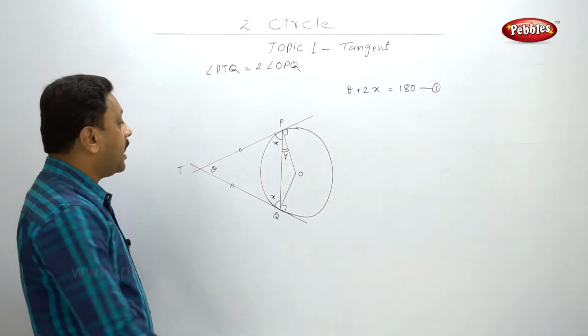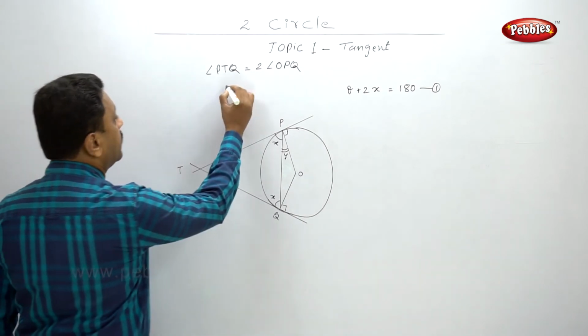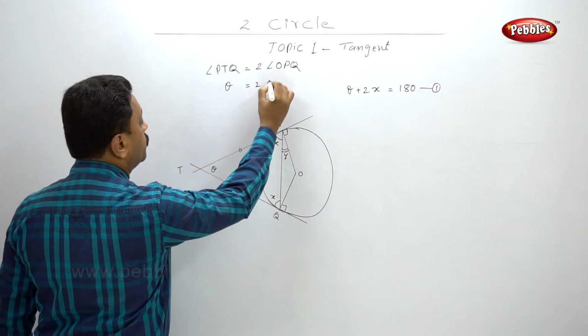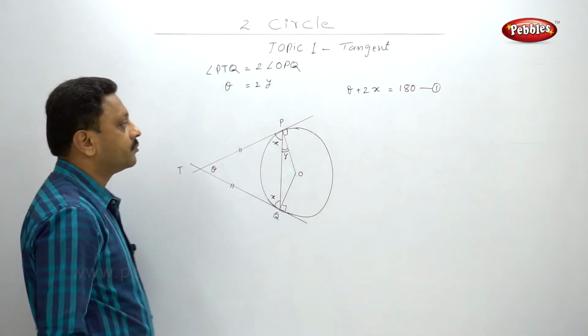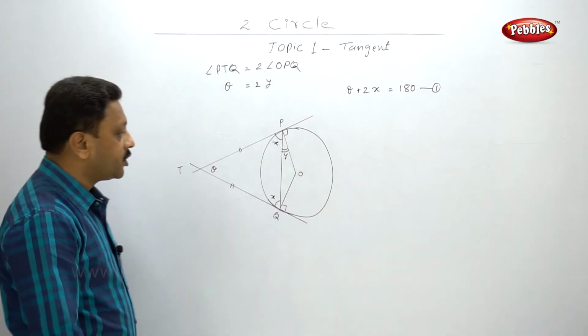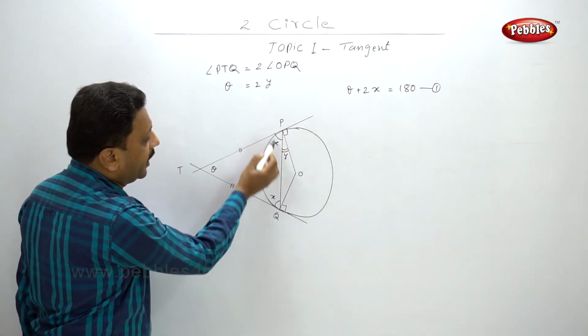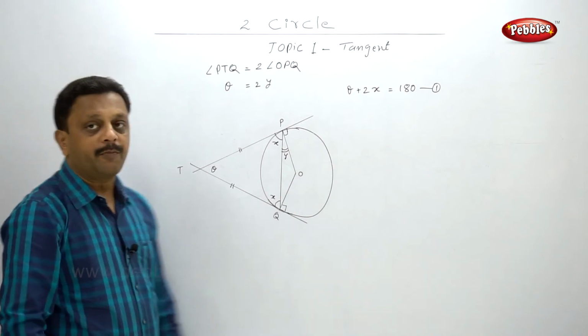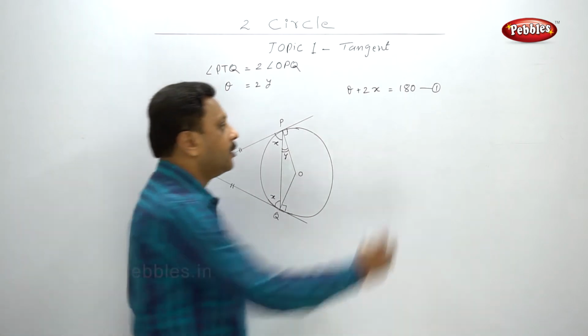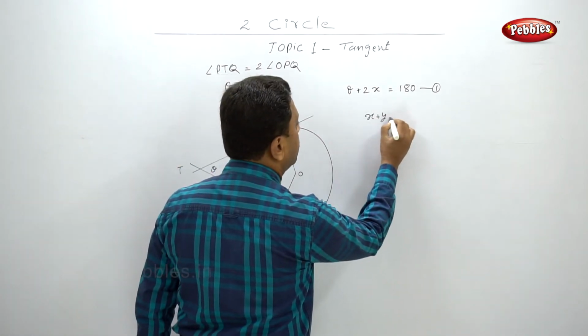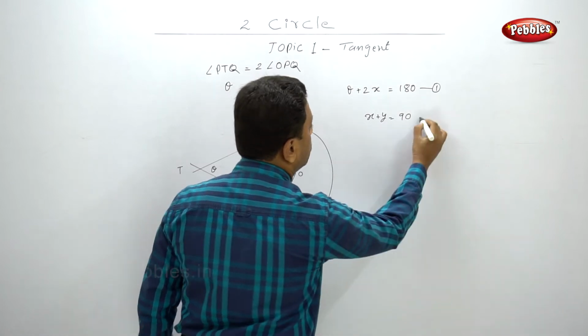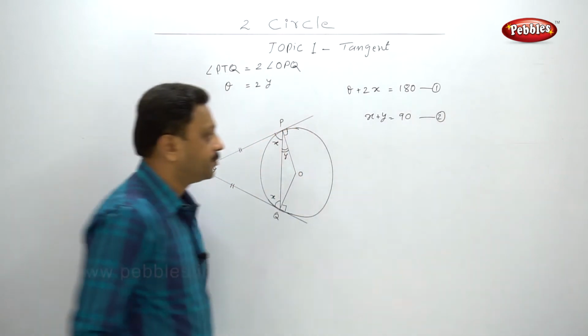Correct? What I have to prove? I have to prove that theta is equal to 2y. What second equation I can say? Since this is 90 degree and x and y are the linear pair. X and y are linear pair. So x plus y is equal to 90 degrees. This is the second I got.